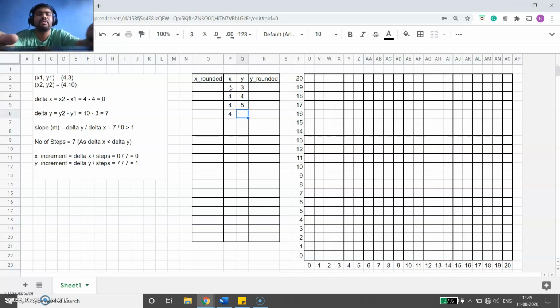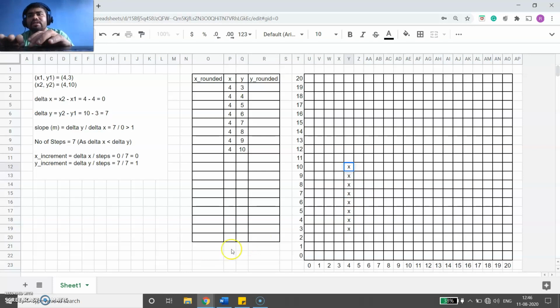Then next would be 4 comma 6, then 4 comma 7, then 4 comma 8, 4 comma 9, and 4 comma 10. So you can see we have reached x2, y2. So we started at 4 comma 3, and went through 4 comma 4 up to 4 comma 10. Again, you can see this is a vertical line that's been plotted with the help of pixels.